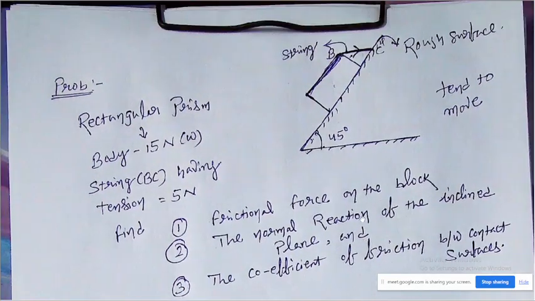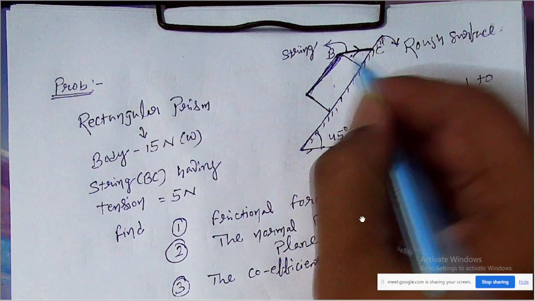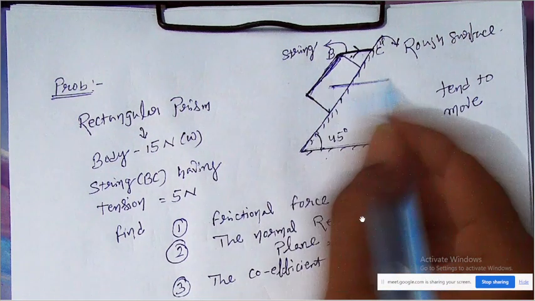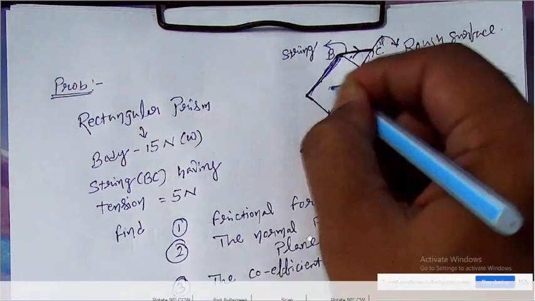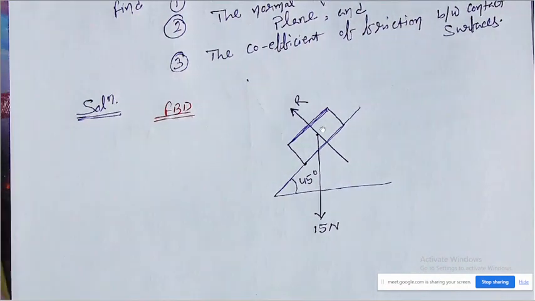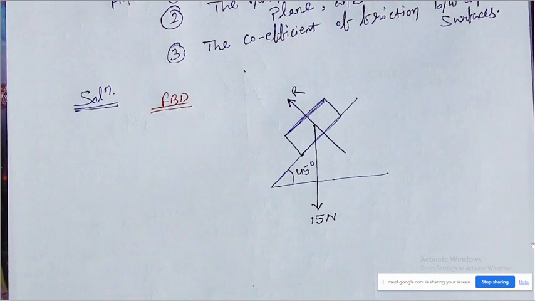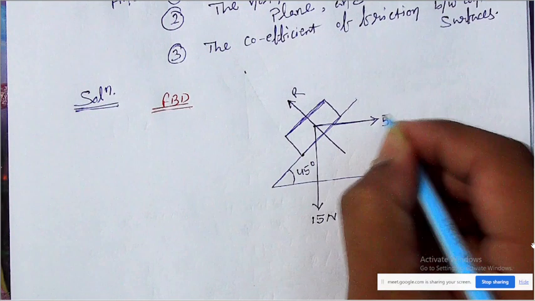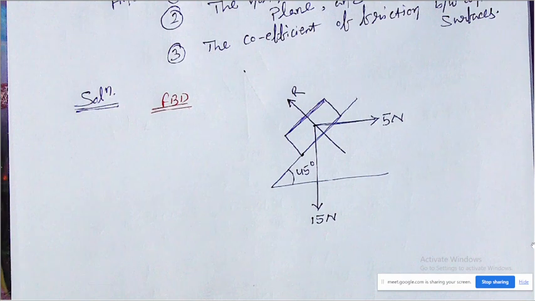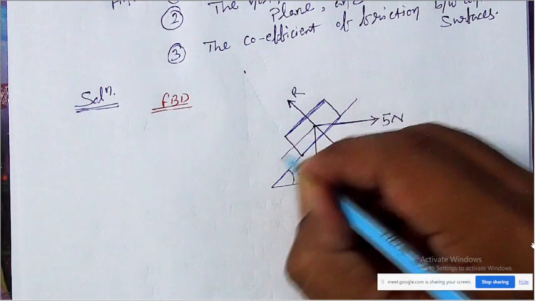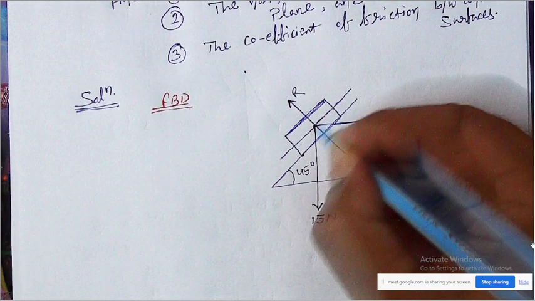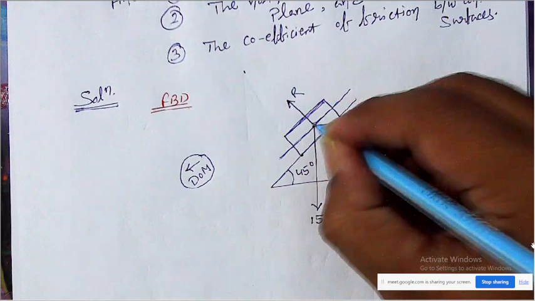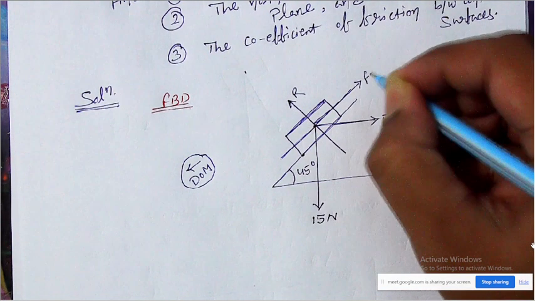Again, one more thing. This tensile force, can I put it at the center of gravity or not? Because all are parallel to each other. Yes. So, this is your which force? The tensile force? How much is it? 5 Newton. Okay, so I am drawing a vertical line here. Now, the body is tending to move in which direction? Down the plane. So, frictional force will be? Up the plane.